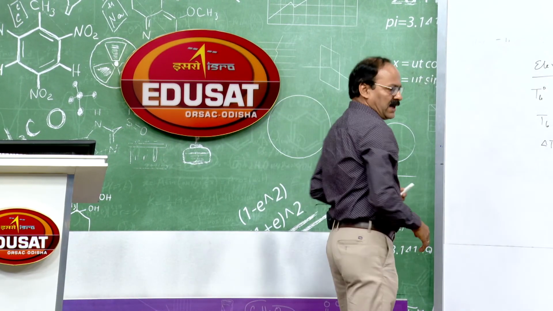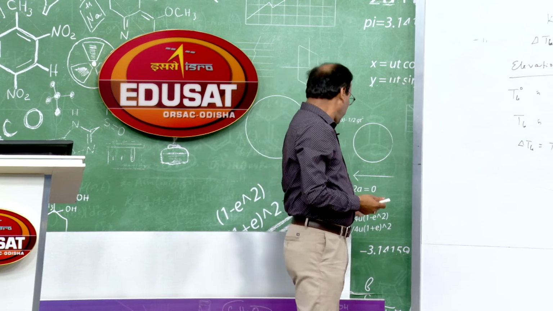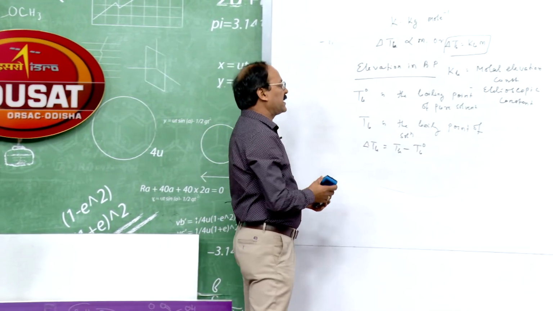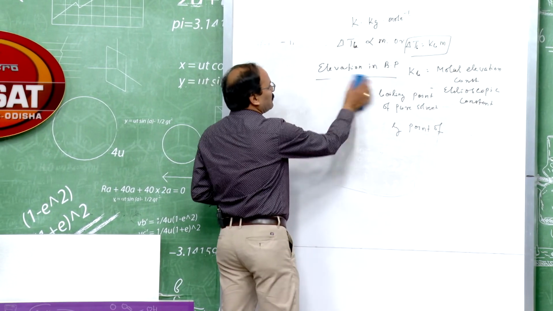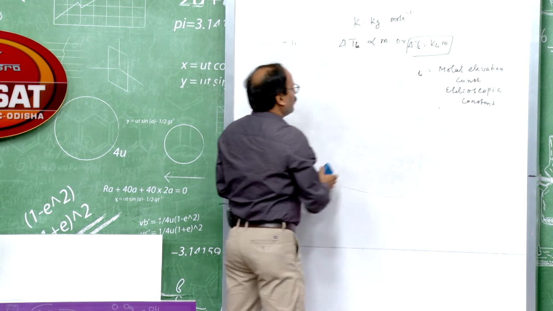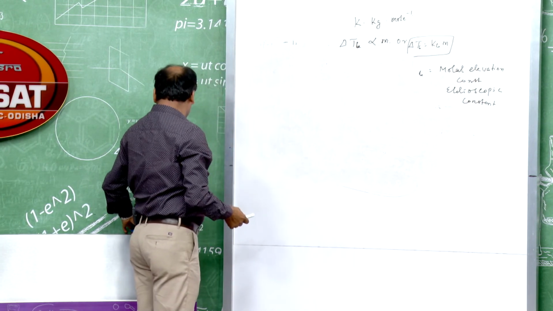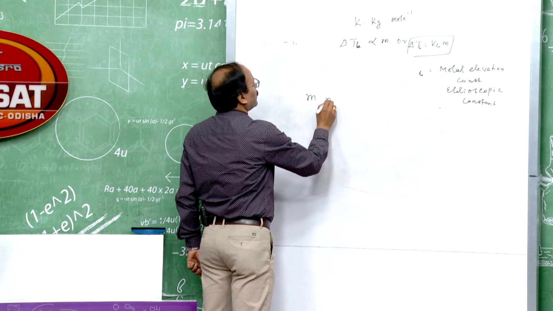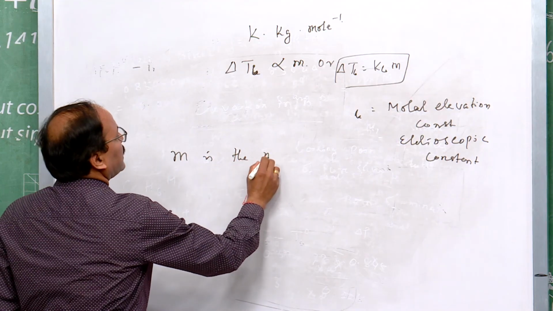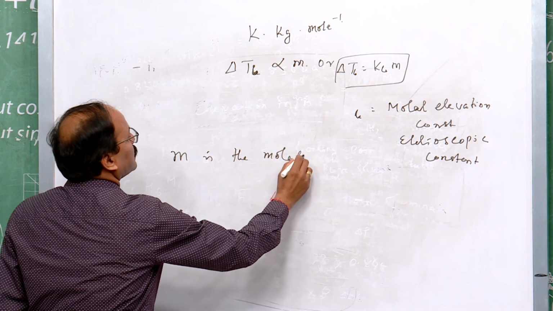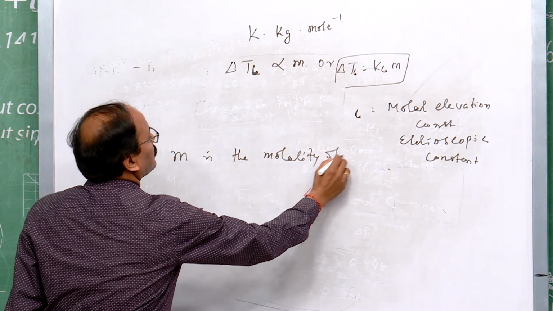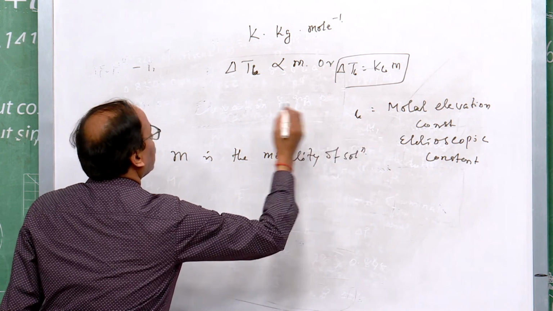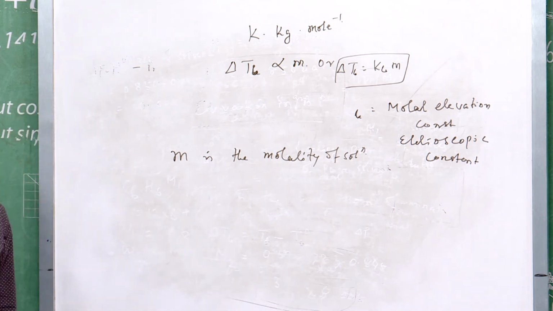So, what is molality? Molality is the number of moles of solute present in 1000 g, that is 1 kg, of the solvent. Molality m is the molality of the solution.